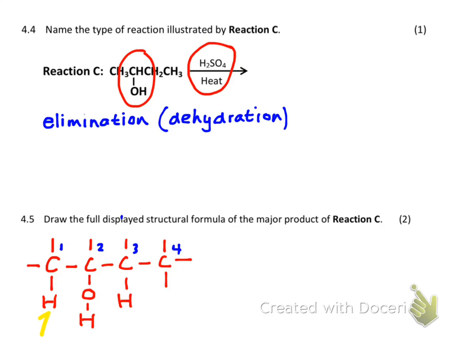lost. And so the hydrogen on carbon 1, that carbon atom has 3 hydrogens. The hydrogen on carbon 3 has only got 2. And so it's the hydrogen on carbon 3 that will be lost. And there's our water that's removed, giving us the double bond. And so if we fill in all the rest of the hydrogens, there's the full displayed structural formula for the major product. Obviously it's but-2-ene.